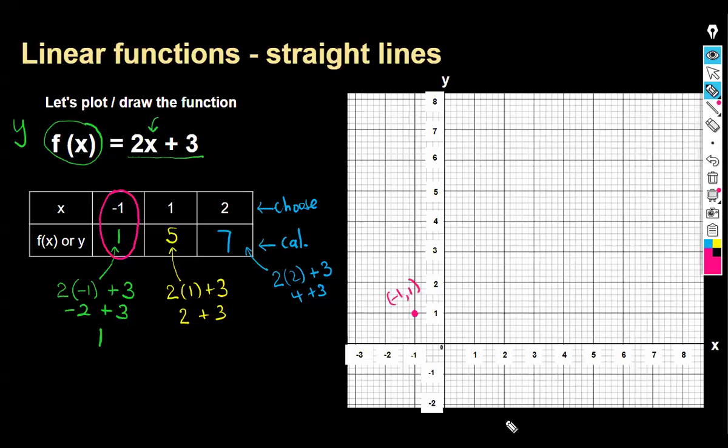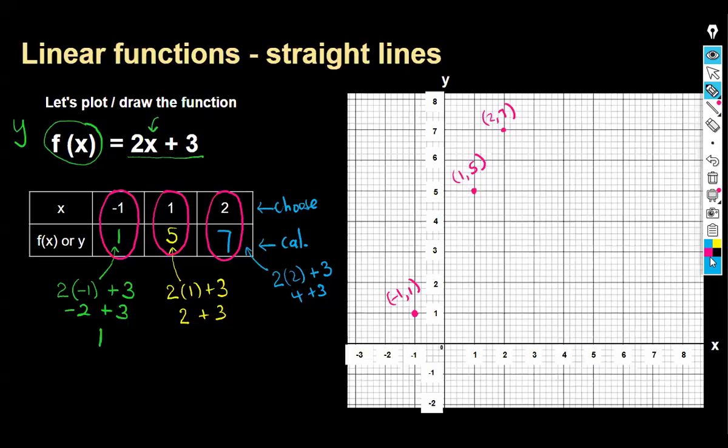-1, 1. The next point is 1, 5. When x is 1, the corresponding y coordinate is 5. 1 on the x, go up to 5 on the y. This is 1, 5. And the last point is 2, 7. When x is 2, the corresponding y coordinate is 7. 2, and we go up to where? 7.